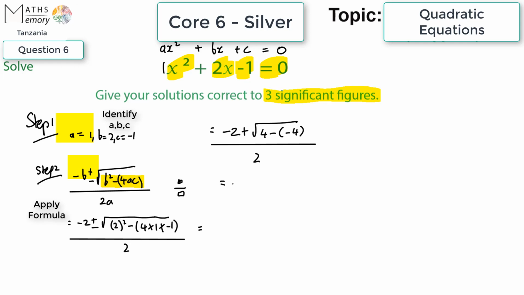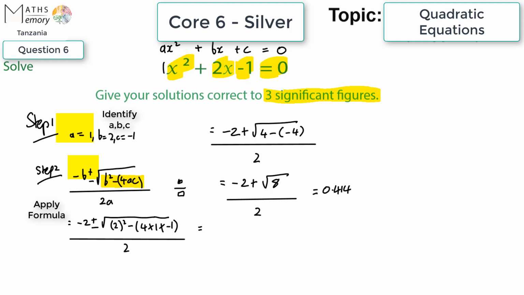This can all be done non-calculator up to here. You can get these questions as non-calculator questions sometimes. So this would be 8, since 4 minus minus 4 is 8, and the whole thing would be over 2. So this is one answer. If you do this to 3 significant figures, we should get an answer of 0.414. That's your answer for the first bit.